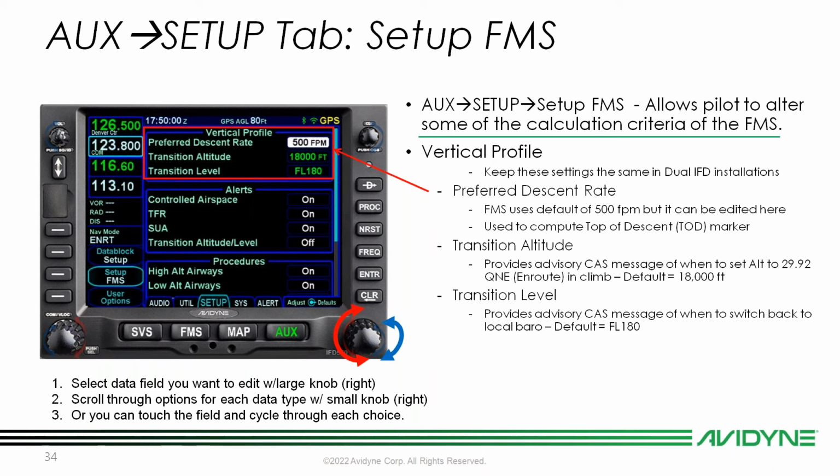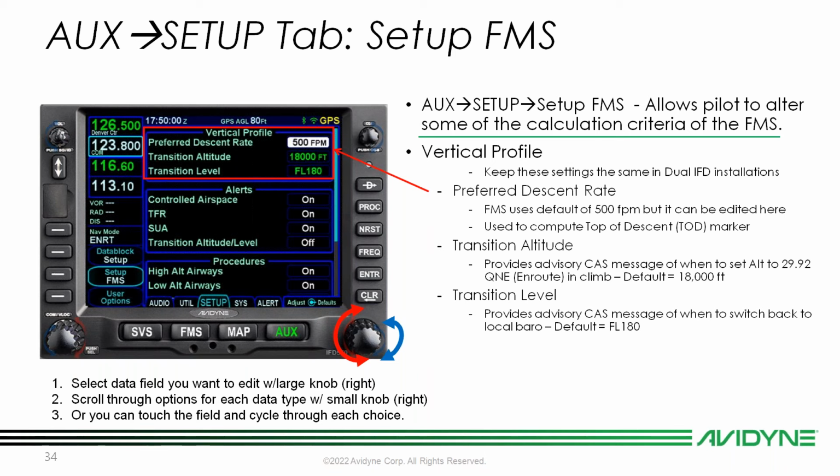First we start with our preferred descent rate. This is kind of a one-time thing. You can change it, but I tend to leave this descent rate at a given rate for everything. The default is 500 feet per minute. Obviously, you can edit that, and that's how we compute our top of descent marker. Depending on the rate that we have, that's how it's going to change.